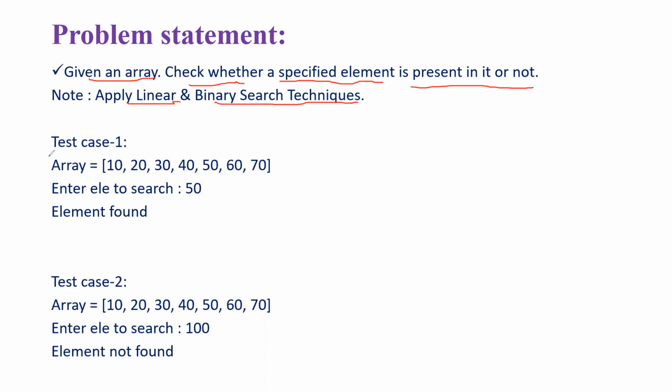Okay, observe, this is the given array and I want to check whether the element 50 is available in this list or not. Yes, the 50 is available, right? So I need to put a message as element found. For example, if I want to check an element 100, it is not available in this list, right? So I need to give a message that element is not found in the list. Okay. There is a major difference between linear and binary search. We will go for binary search for optimal performance.